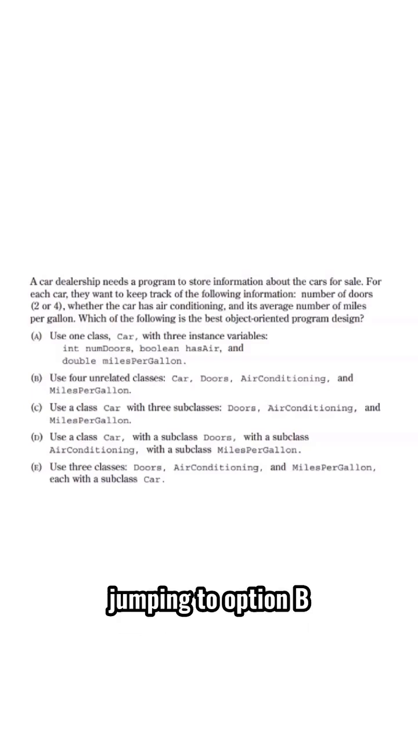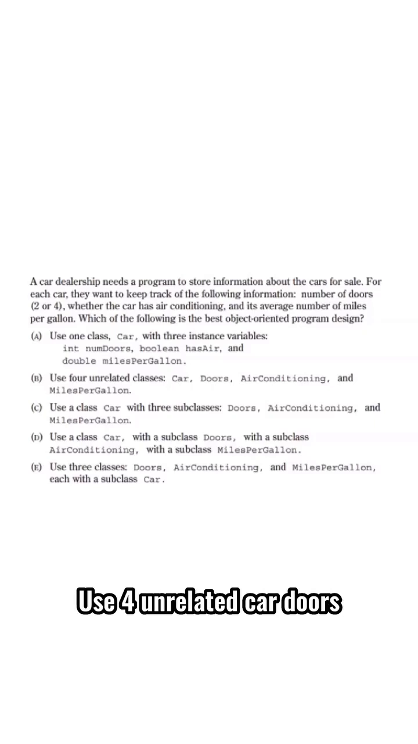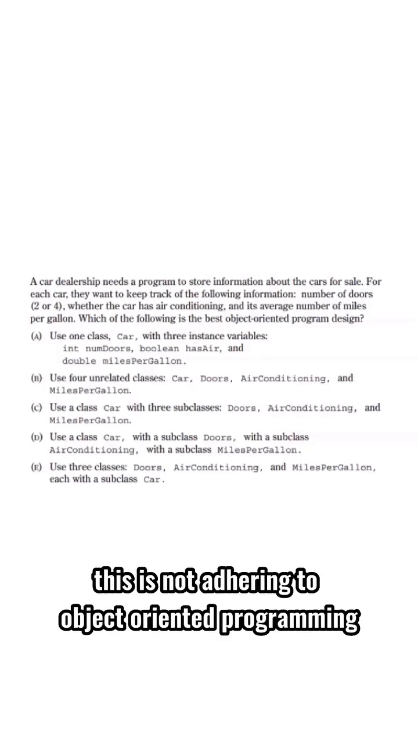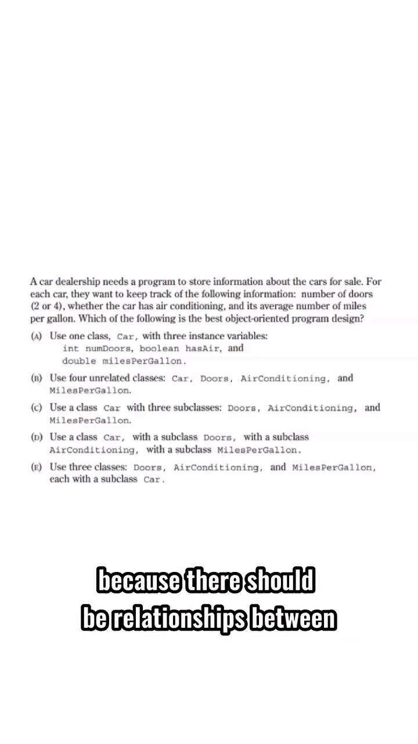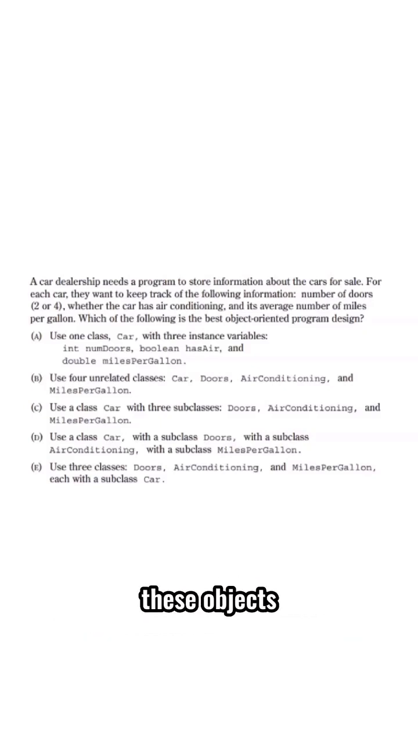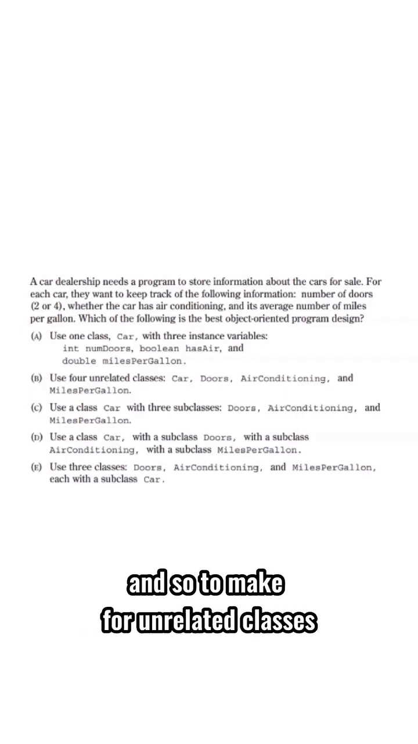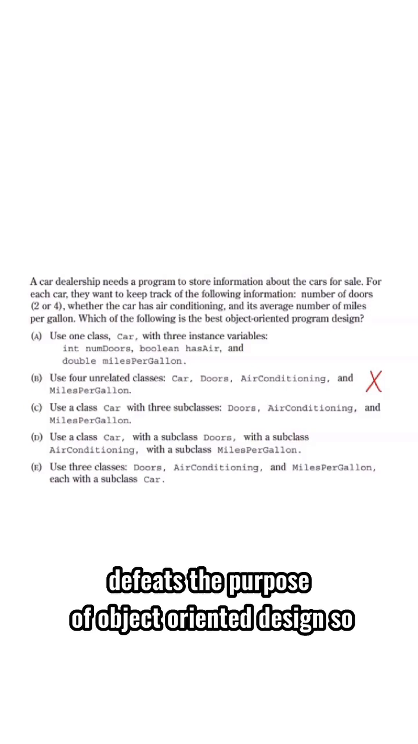Jumping to option B. Use 4 unrelated classes: car, doors, air conditioning, and miles per gallon. This is not adhering to object-oriented programming because there should be relationships between these objects. A car has doors, a car has air conditioning, and so forth. And so to make 4 unrelated classes defeats the purpose of object-oriented design.